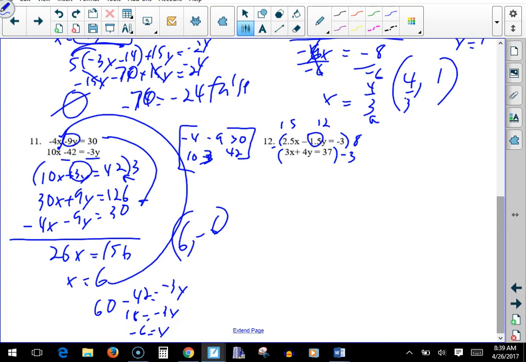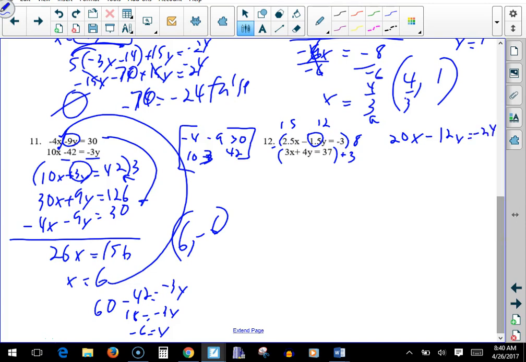Okay, so 8 times $1.50 is going to be $12. Now that I'm going to multiply those out, 8 times 2.5, that's going to be 20x minus 12y. Oh, I don't have to worry about the minus here because I already have a minus up there. Minus 12y equals negative 24.